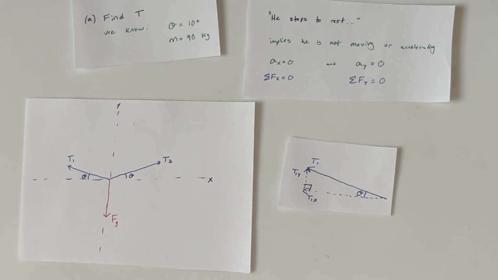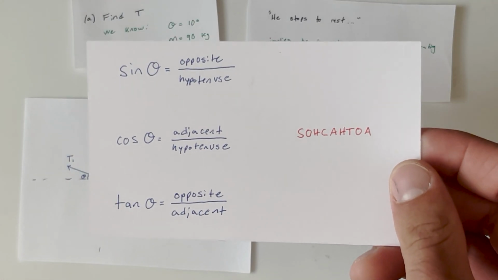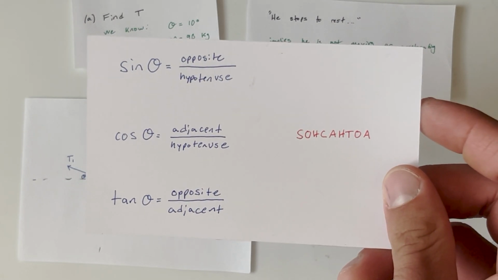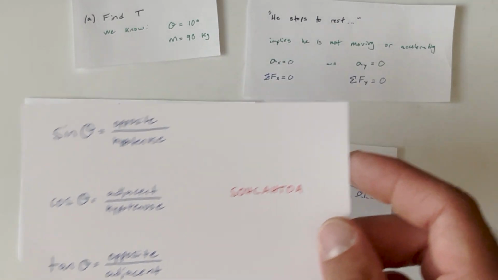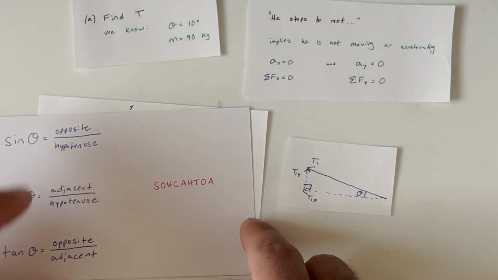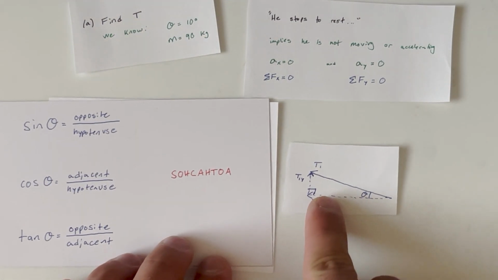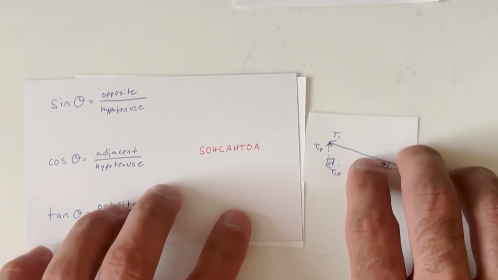And to do that, we need to figure out what exactly that is. So we're going to use SOHCAHTOA, right? So SOHCAHTOA is this: sine, opposite, hypotenuse, et cetera. So let's put this here. We're going to be trying to figure out, basically, move all this out of the way for now.